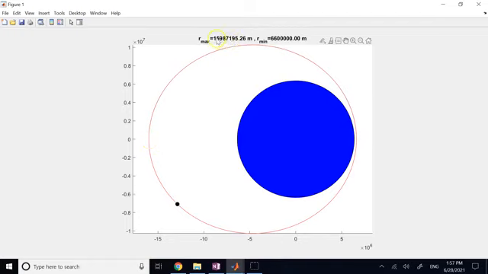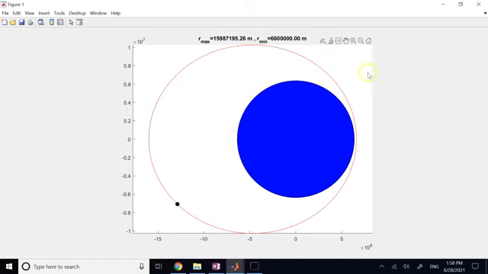So 6.6 thousand kilometers is from the center of the Earth, not from the surface of the Earth, or as I said, a 230 kilometer offset from the surface. Then this one minus that is about 10,000 kilometers. So it goes from 230 to about 10,000 kilometers off the surface of the Earth.